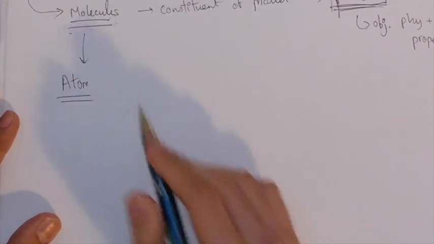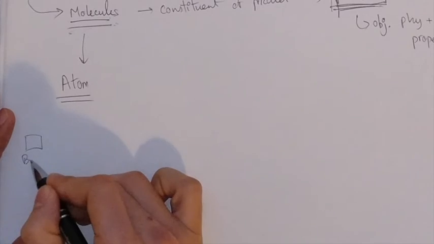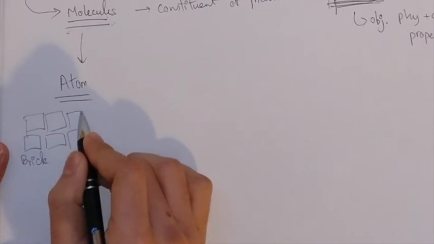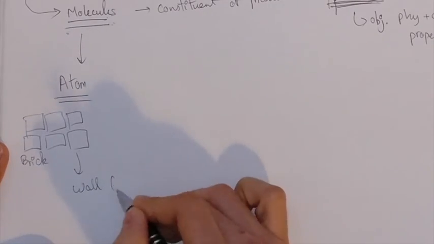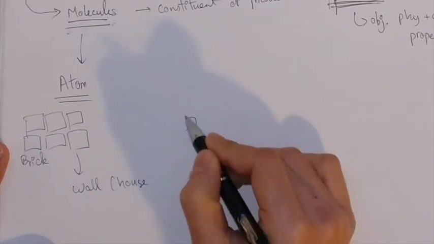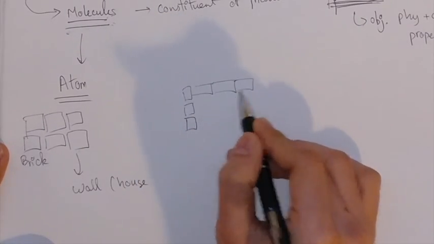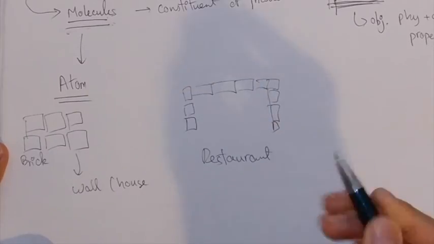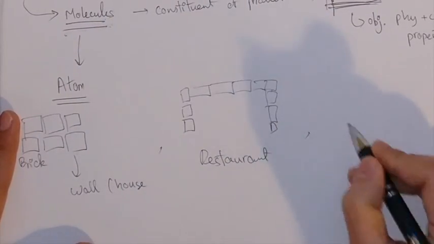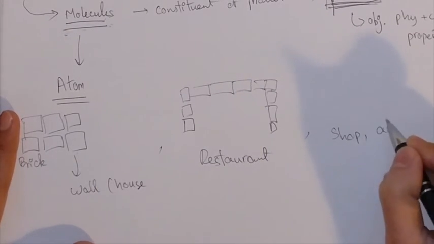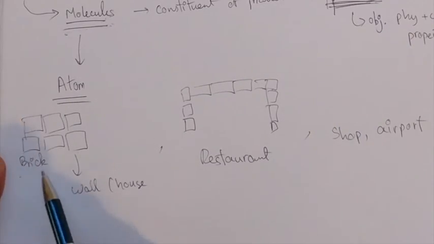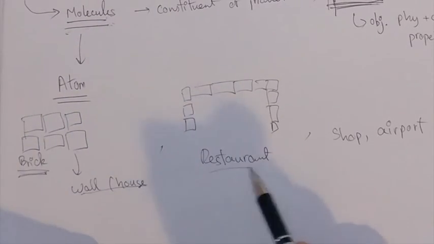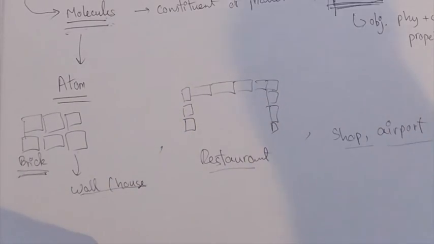Now, an easy way to understand this would be to think about a brick. So you have one brick. On its own, it doesn't do much. But you take a bunch of them, and suddenly you can make a wall, or a house, for example. And then let's say you put the bricks a different way. You can make a restaurant. Again, just using bricks. And of course, tables and chairs, but you get the idea. And similarly, you can make a shop and even an airport. The point is that using a specific type of constituent, like bricks, we can make up different types of larger objects: walls, houses, restaurants, shops, and airports.